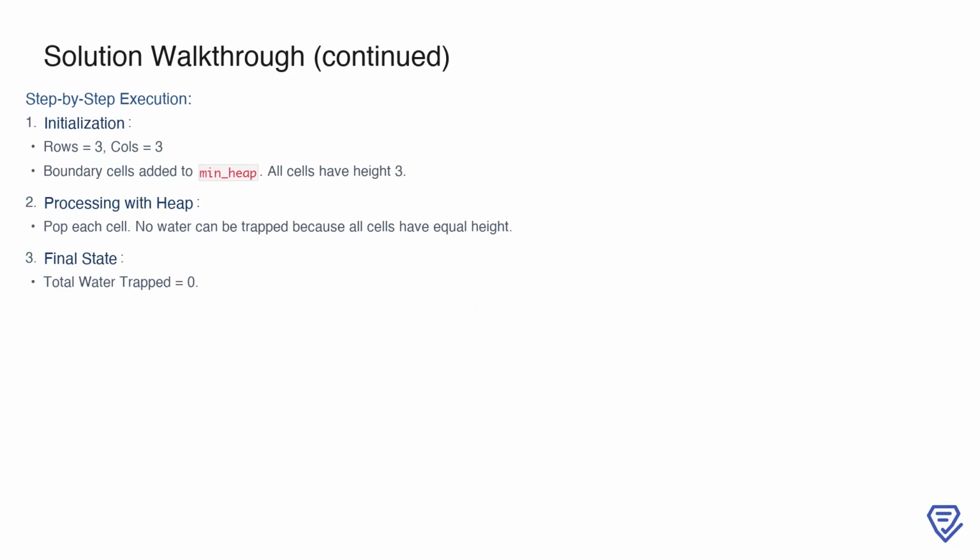In the case of a flat surface, the grid has uniform heights for all cells. Here, we initialize the rows, columns, and the visited matrix as before, and add all boundary cells to the min heap. However, as we process the heap, we find that no neighboring cells have heights lower than the max_height, since all cells are at the same height of 3. This means no water can be trapped in this grid. After processing all cells, the total water trapped remains 0. This serves as an edge case where the algorithm confirms that no water can accumulate on a perfectly flat surface.